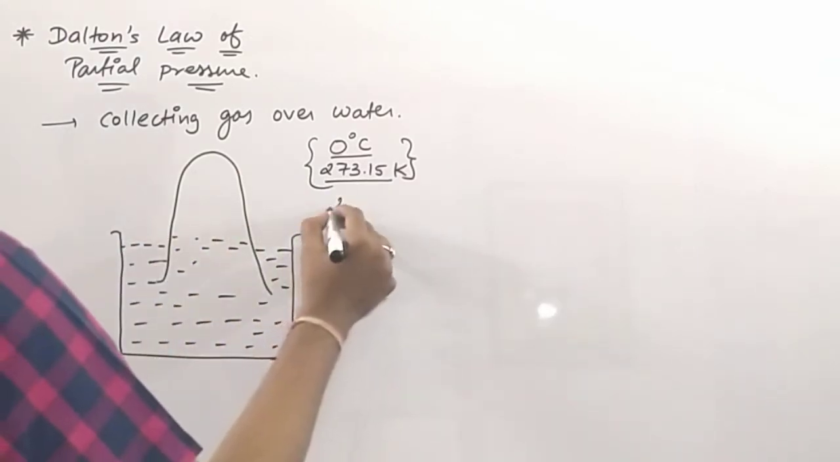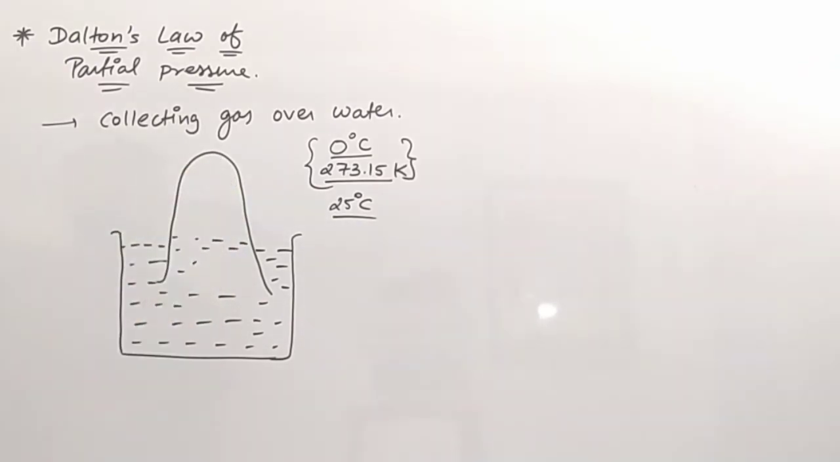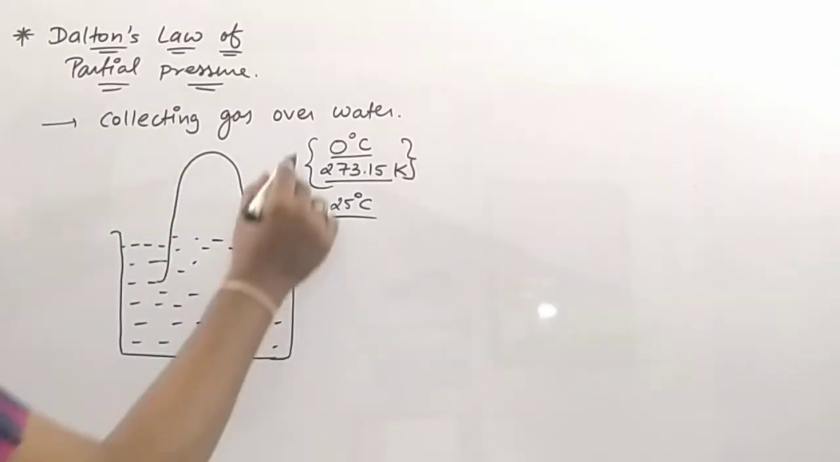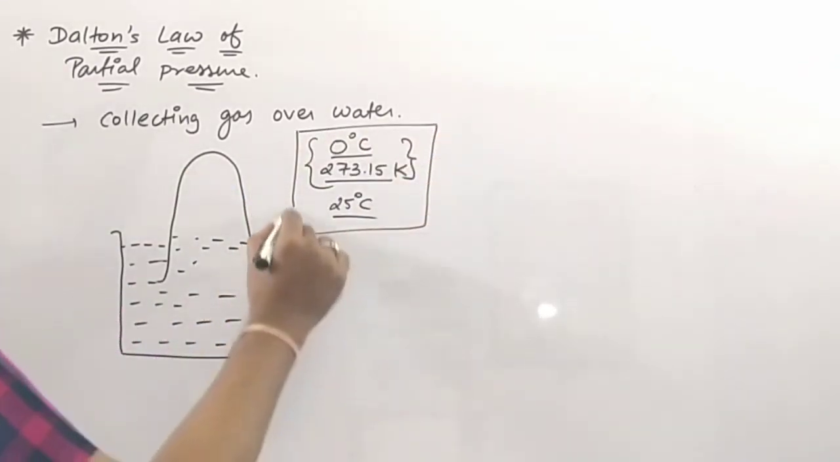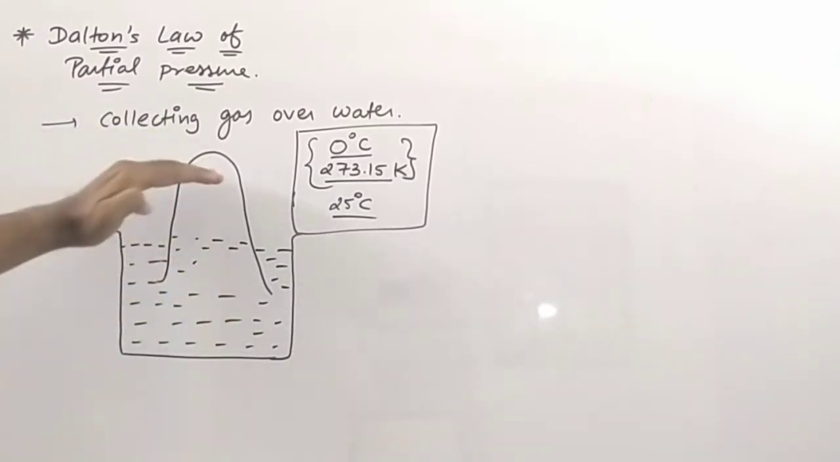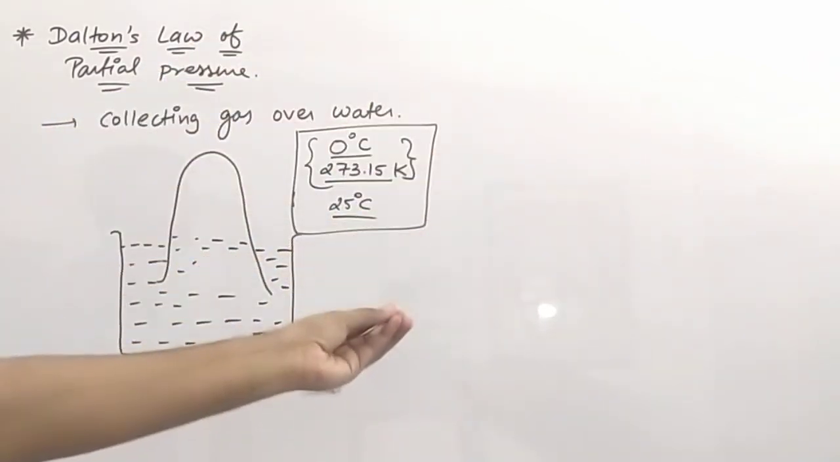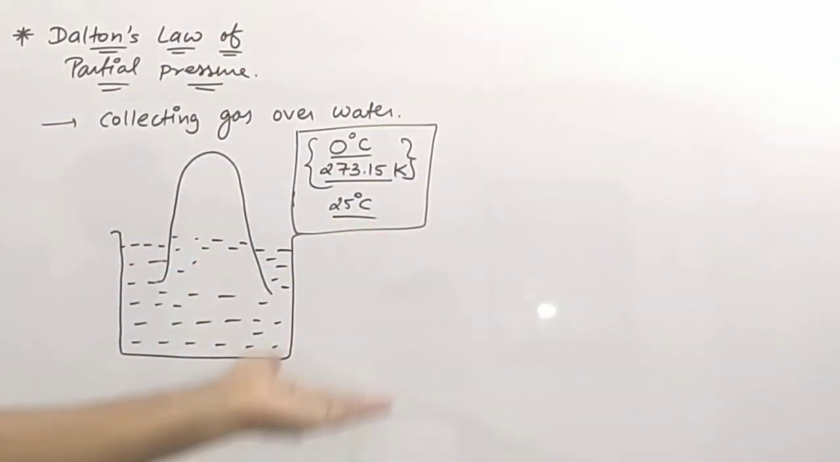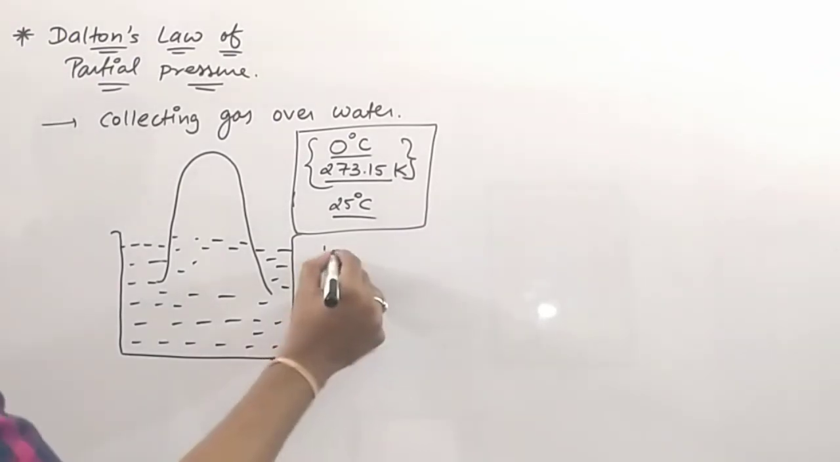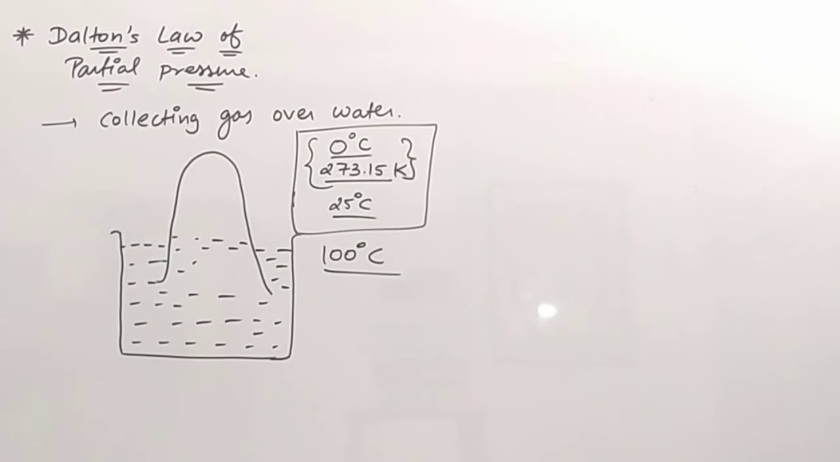Clear? You know that at 25 degrees Celsius, of course there will be some vapor over the surface of water, but my dear student, you have to remember, at 0 degrees Celsius also a particular amount of vapor will be there on the surface of water. At 0 degrees Celsius, less vapor; at 25 degrees Celsius, more vapor; and at 100 degrees Celsius, maximum vapor. Clear? We are familiar with this.